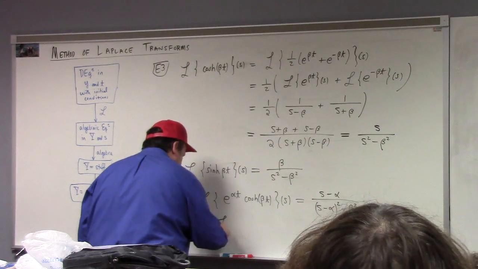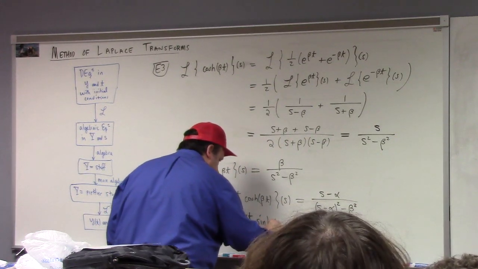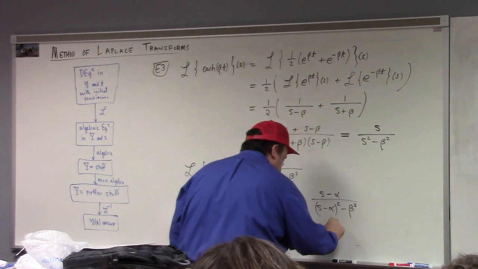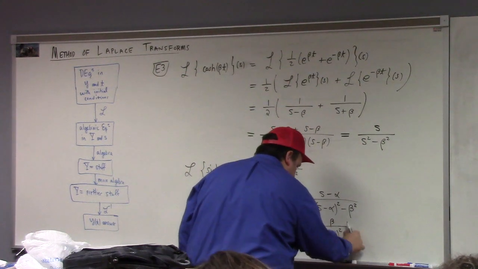And likewise, the Laplace transform of e to the alpha t sinh beta t is beta over (s minus alpha) squared minus beta squared.